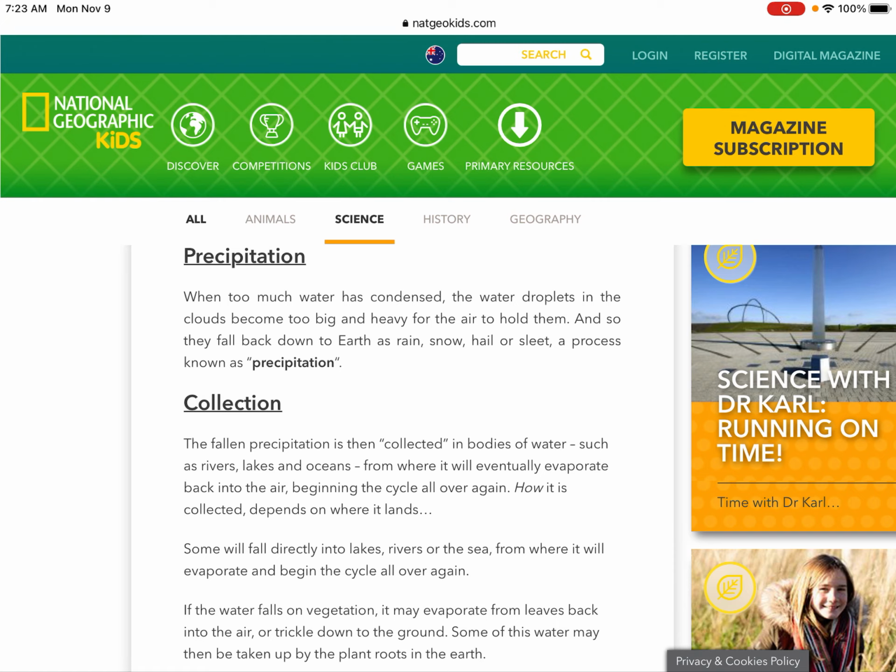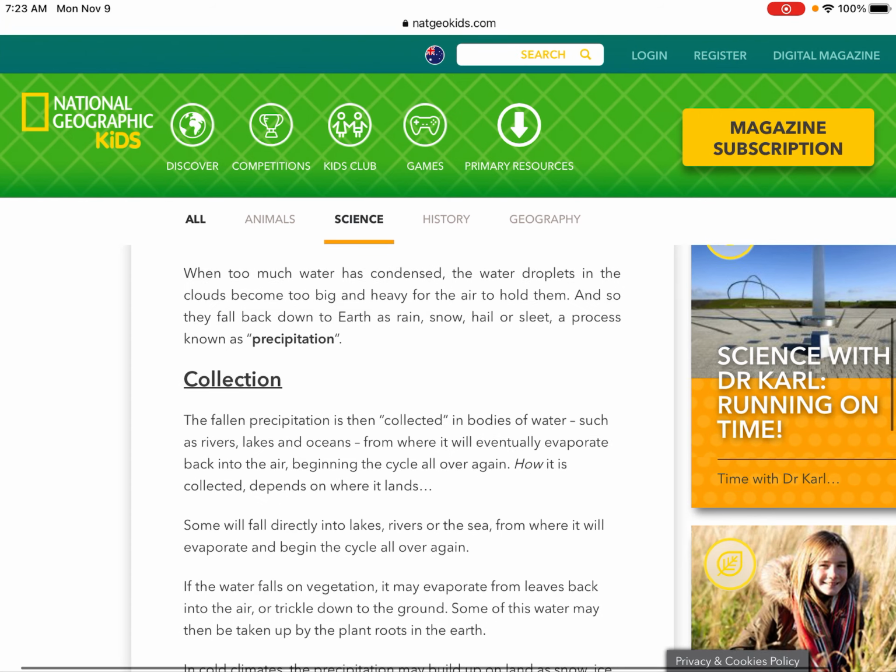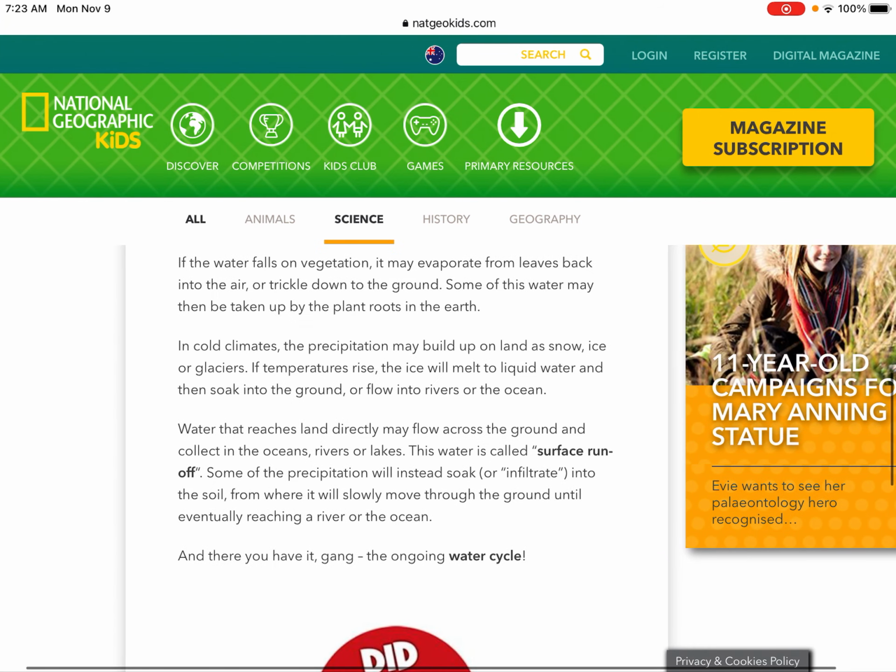How it is collected depends on where it lands. Some will fall directly into lakes, rivers, or the sea, from where it will evaporate and begin the cycle all over again. If the water falls on vegetation, it may evaporate from leaves back into the air or trickle down to the ground. Some of this water may then be taken up by the plant roots in the earth.